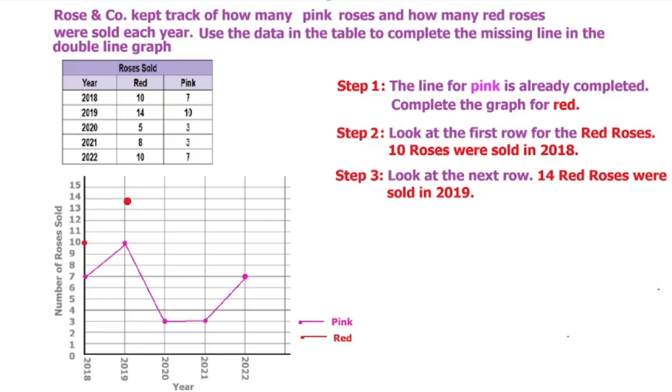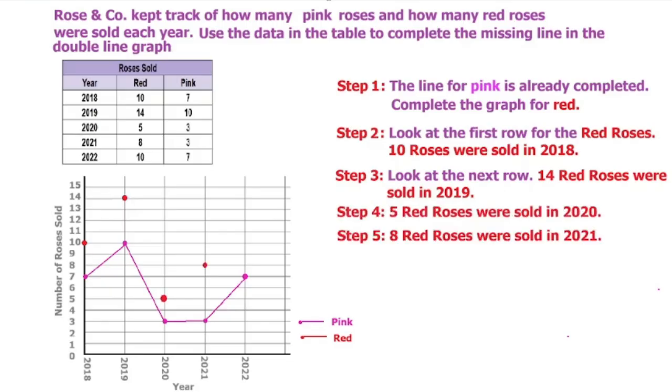So now step 4, 5 roses were sold in 2020. So that was that one. 5 were sold in 2020. And then in 2021, 8 roses were sold. And that's this dot here. And the last one is 10 roses were sold again in 2022.